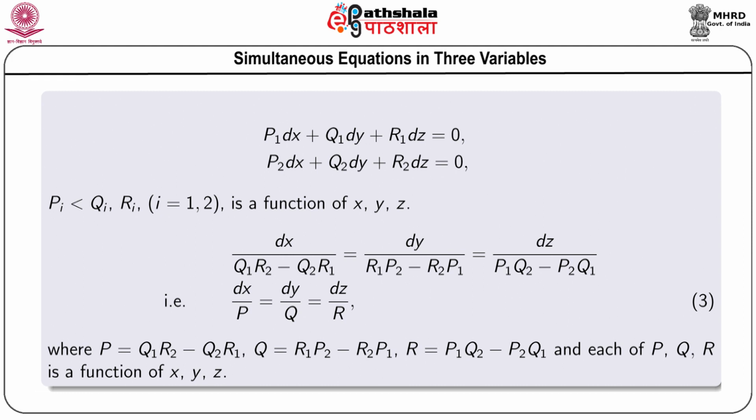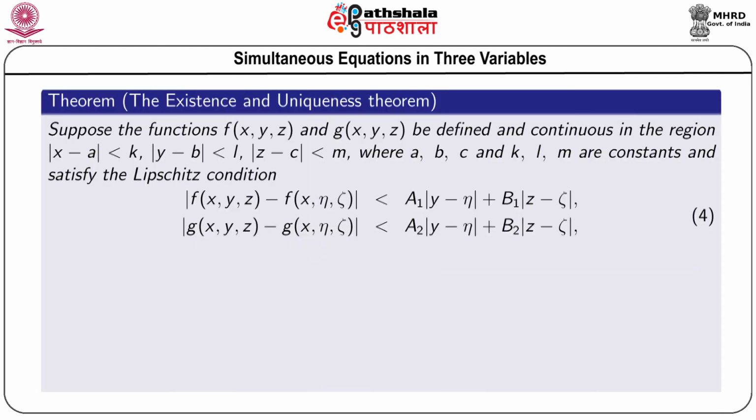Therefore, the simultaneous equation can be represented in two ways. This is one way and this is another way. Now, before solving a simultaneous equation, we have to know about the existence and uniqueness theorem. It tells about whether a system of equations or simultaneous equation will have a solution or not.